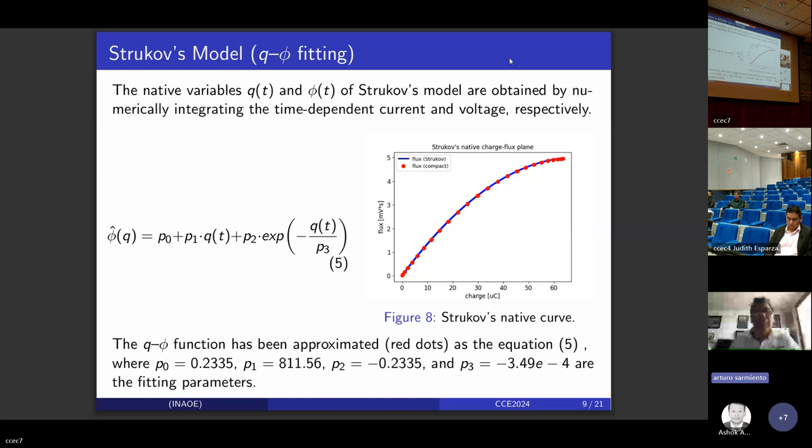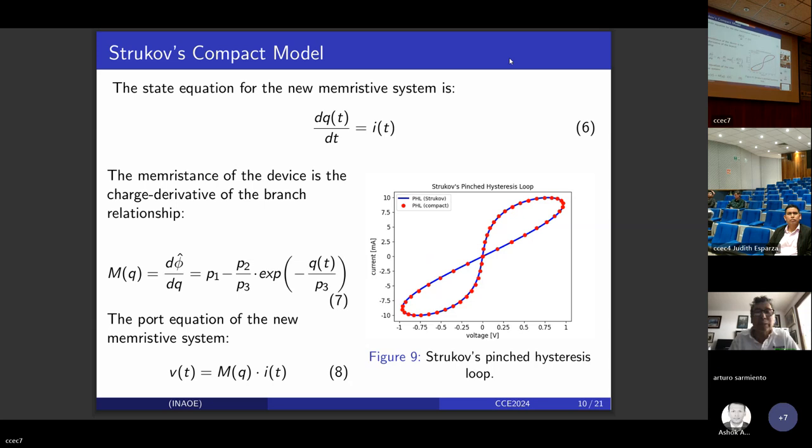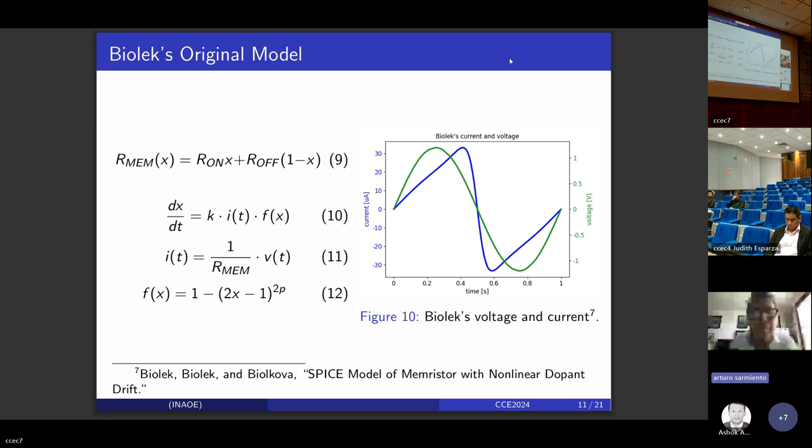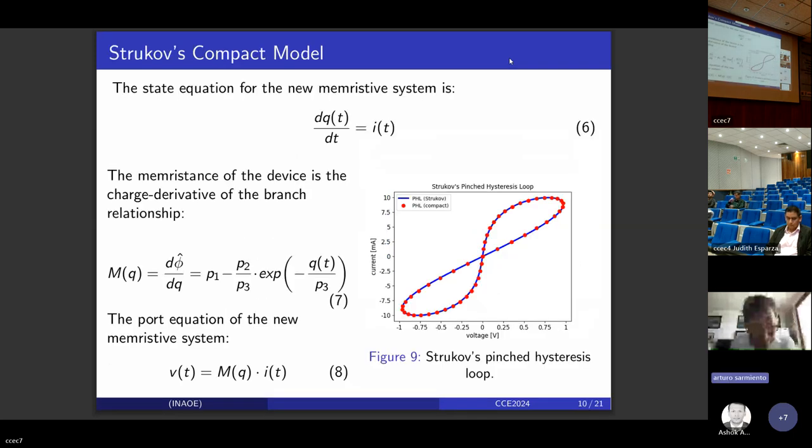From this we obtain the actual mapping, phi of q, which is this expression. This is the model given by Strukov, but it has functions that cannot be used or incorporated in some circuit simulation programs such as SPICE. So what we do is, from this, we extract the state equation. The previous one, please. Thank you. And we derive the state equation, and we go to the final port equation.